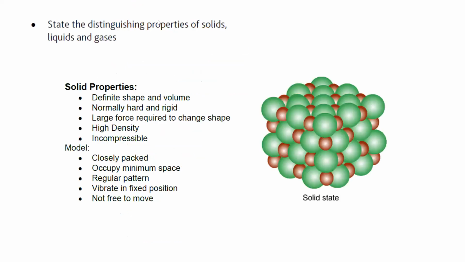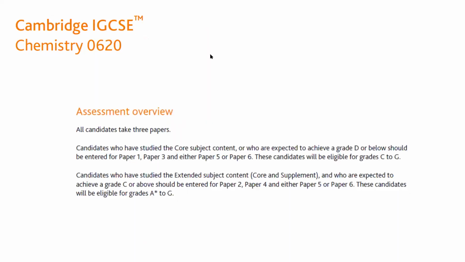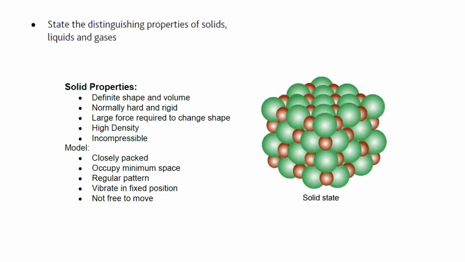So we'll start our first topic, which is about the particulate nature of matter. And in this topic, what you see here, the first thing: state the distinguishing properties of solids, liquids and gases. So these are the course objectives, what you should understand. You should be able to distinguish the properties of solids, the properties of liquids and the properties of gases.